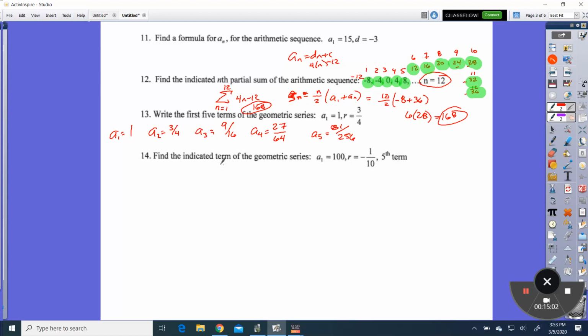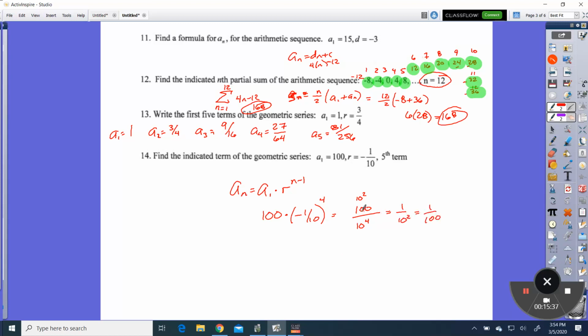Now it says find the indicated term of the geometric series, and we're supposed to find the fifth term. So remember the formula, AN equals A1 times R to the n minus 1. So A1 is 100, R is negative 1/10, n minus 1, so 5 minus 1 is 4. So this is a negative to an even power. It's going to come out positive. I'm going to have 100 over 10 to the fourth. 100 is 10 squared. So those two go away with two of those and leave me with 1 over 10 squared, which is 1 over 100.